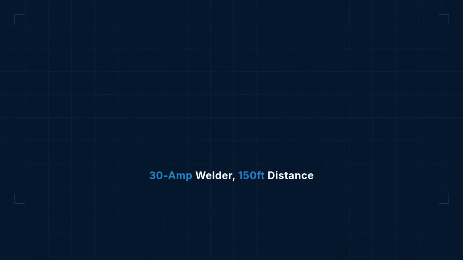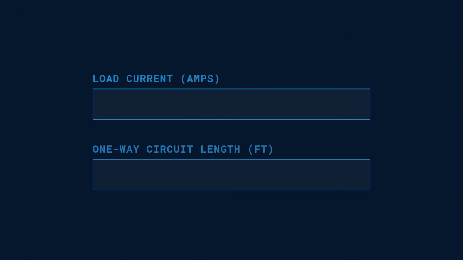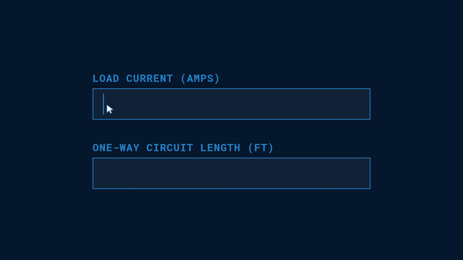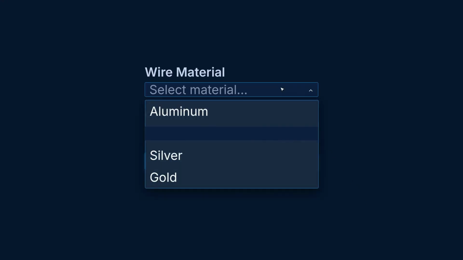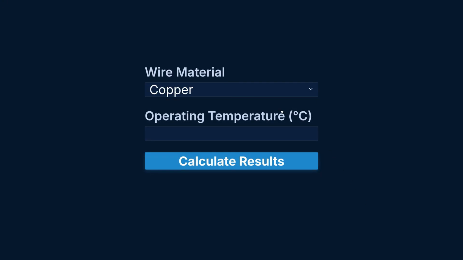Let's work through an example. Say we're sizing wire for a 30-amp welder located 150 feet from the panel. Enter 30 for load current, 150 for one-way circuit length. Keep system voltage at 220. Set max voltage drop to 3%. Select copper as the conductor material, and enter 30 for operating temperature.